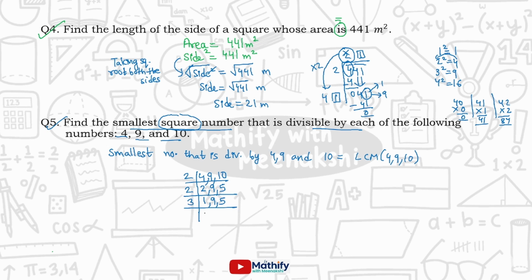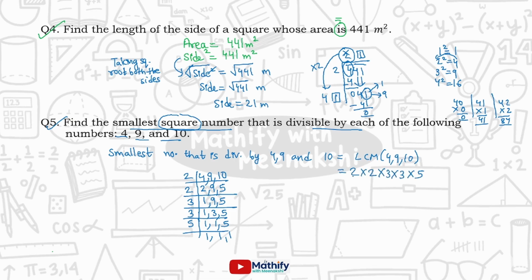Now we'll divide by 3. That is 3 into 3 is 9, then 5. Again we'll divide by 3. 1, 1, 5. And at last you will divide by 5. Now just see the LCM. What is your LCM? Right. 2 into 2 into 3 into 3 into 5.